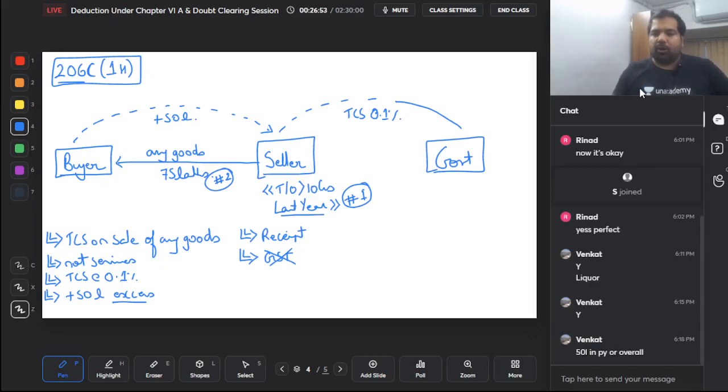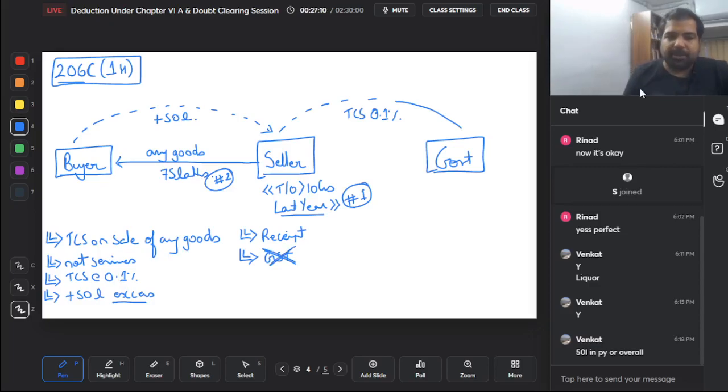50 lakh per year or 50 lakh overall? 50 lakh per collection. So, sorry, amount collected in a year. 50 lakh of amount collected in a year. So yes, per annum. And TCS will not be on GST. No, it will not be on GST.